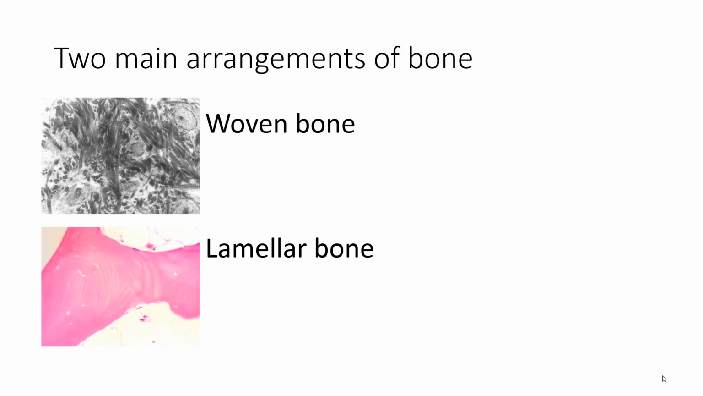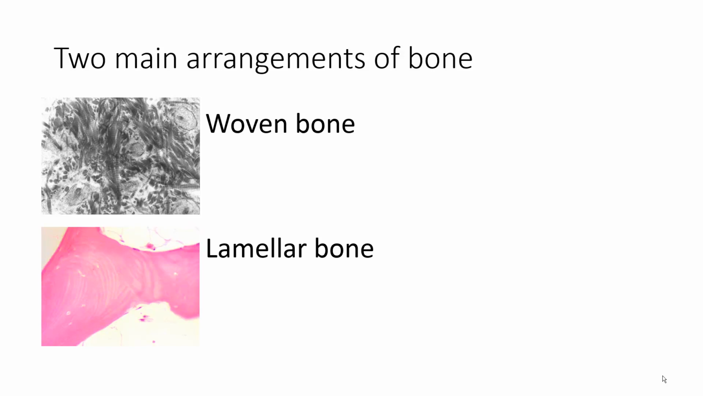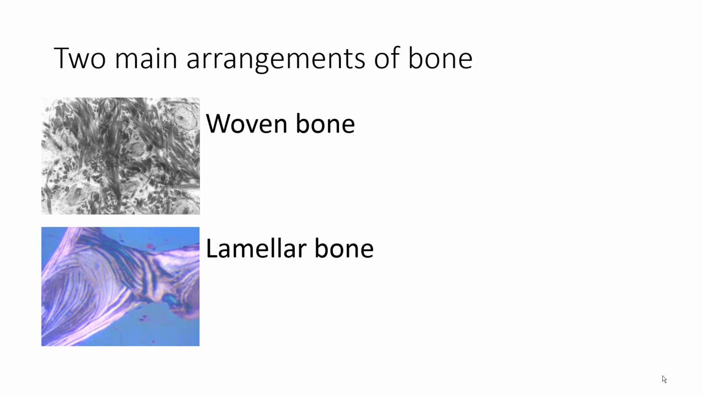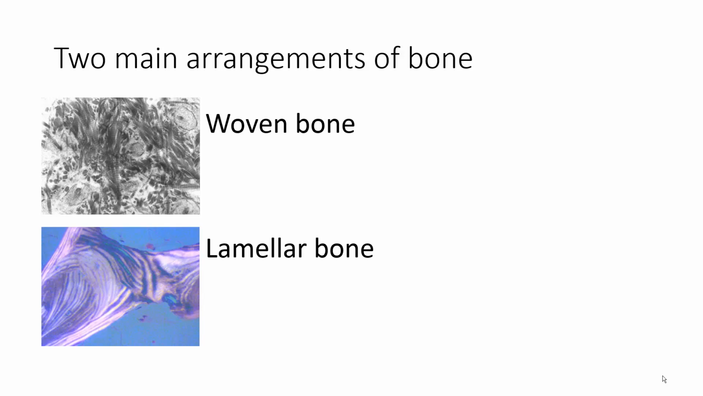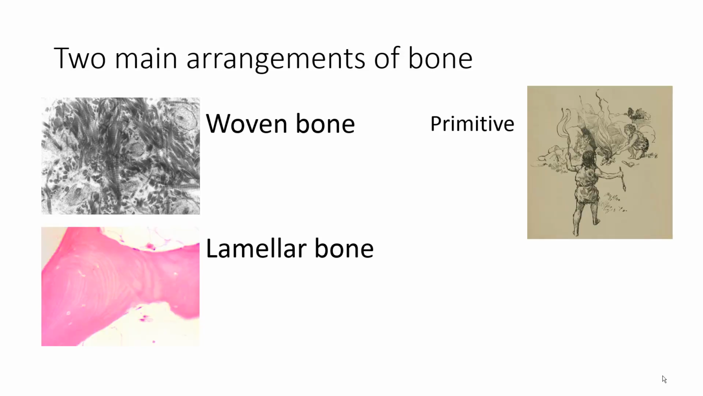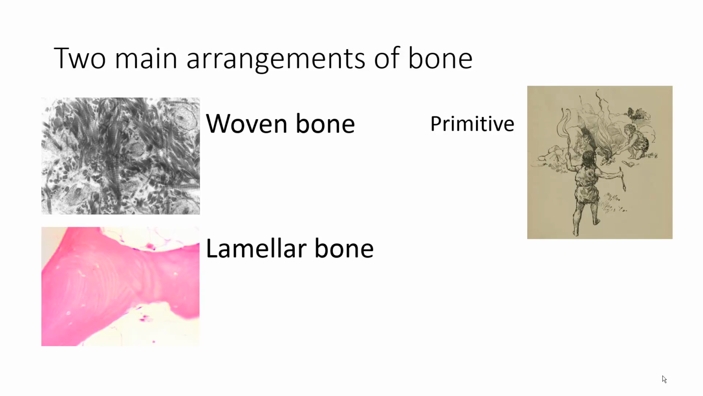The first, woven bone, which we see in the transmission EM on the top, and the second, lamellar bone, which we can see down here on the bottom in the GIF image that's switching back and forth between bright field and polarized light microscopy. Woven bone is considered primitive bone. This is kind of early bone that will eventually get remodeled and turned into the more mature lamellar variety.